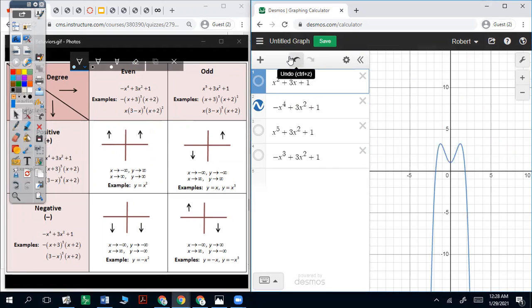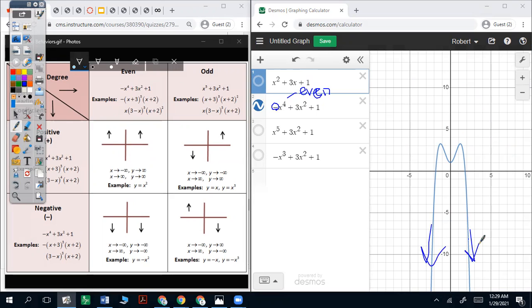When the leading coefficient's even, but it's a negative, notice you see that negative there, then it gets reflected over the x-axis. It's flipped. So it's going to be going down in both directions. So even and negative is pointing down in both directions.